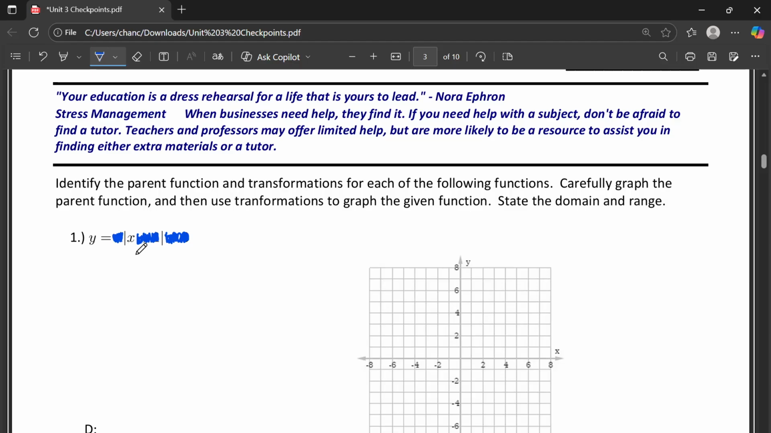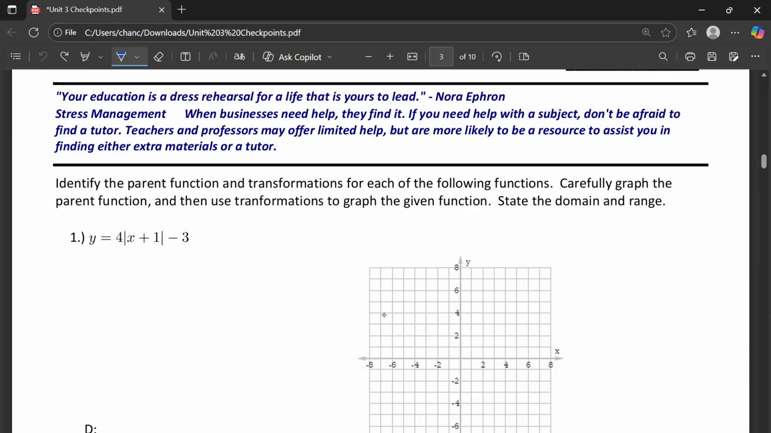So I see y equals the absolute value of x. That is our parent function. So I'll say that PF, parent function, is the absolute value of x. And it says, let's see, identify the parent function and transformations. Okay, so all of those things that I was ignoring, those are going to be my transformations. So this 4 is something special, the 4 being multiplied. The plus 1 is something special. The minus 3 is something special.